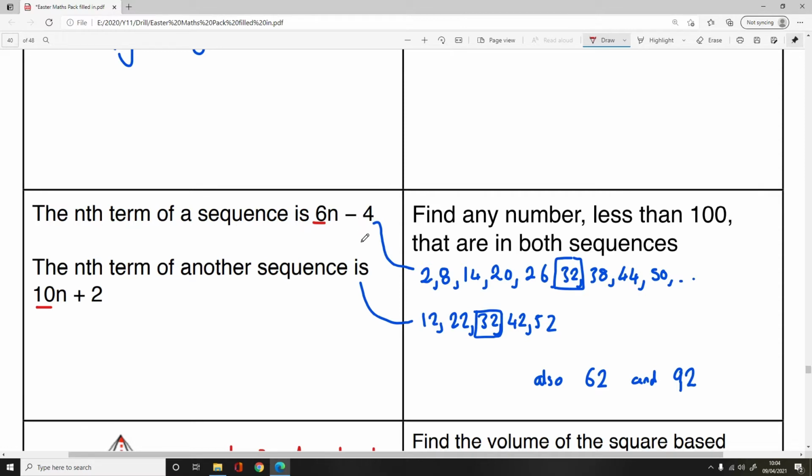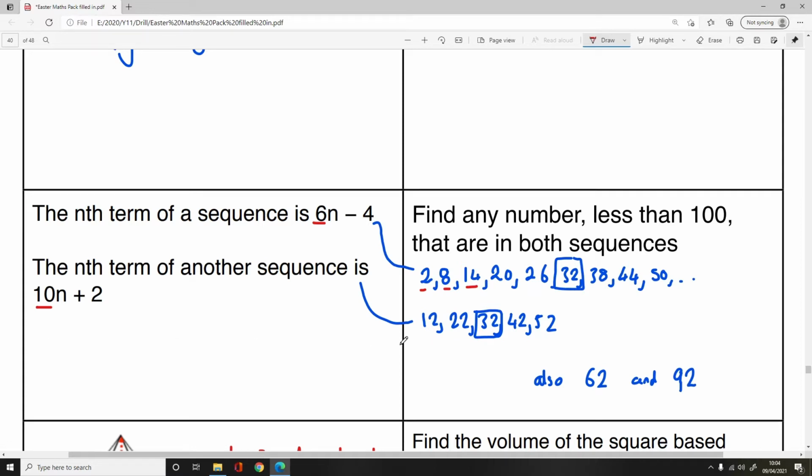We've got 6n minus 4, so we could do 6 times 1 minus 4 is 2, 6 times 2 minus 4 is 8, 6 times 3 minus 4 is 14. Or we could think, well, 6n means it's going up by 6 each time. So just add 6, add 6, add 6. And you get these sort of numbers. If we do the same with 10n plus 2, it starts with a 12, and then it's going up in 10, so it's 22, 32, 42.